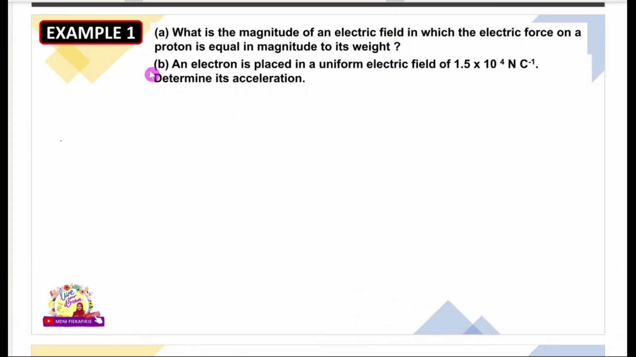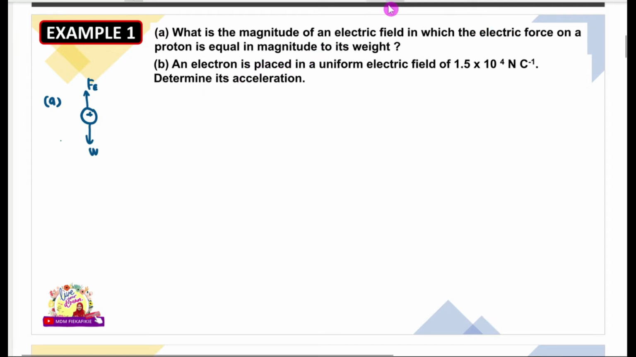So now let's read the question. What is the magnitude of an electric field in which the electric force on a proton is equal in magnitude to its weight? Okay, so in order to answer question A, let's say here we have a proton and the weight is downward, so means that the electrostatic force should be upward. Okay, since the question states here that the electric force on a proton is equal to the weight.